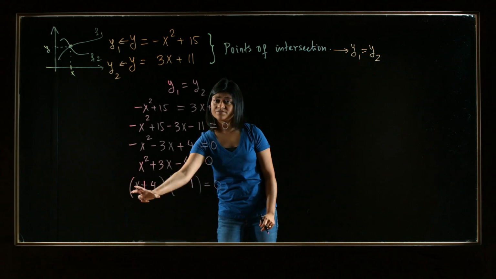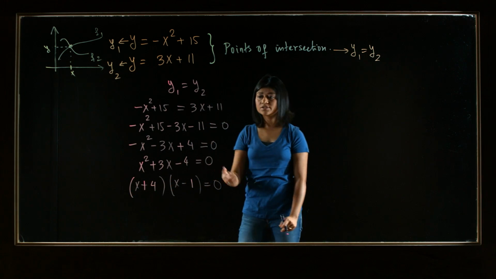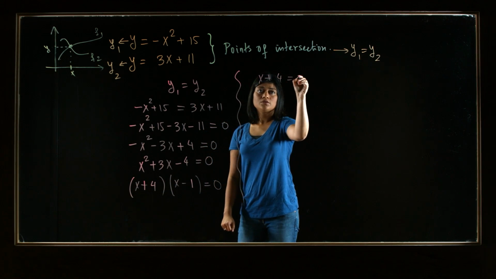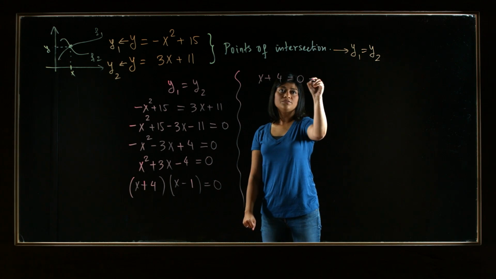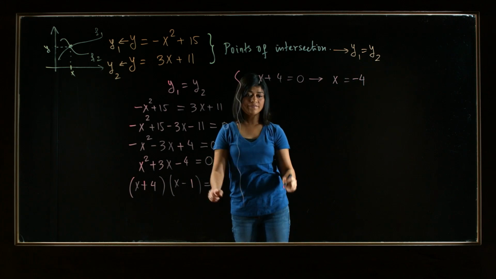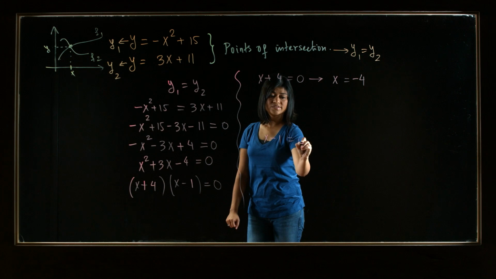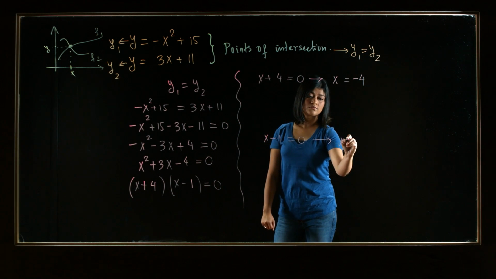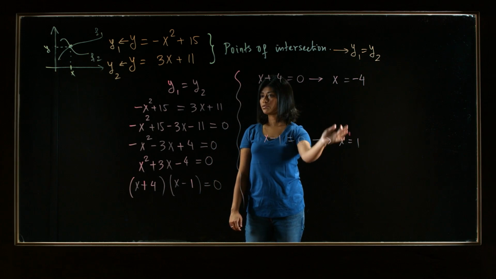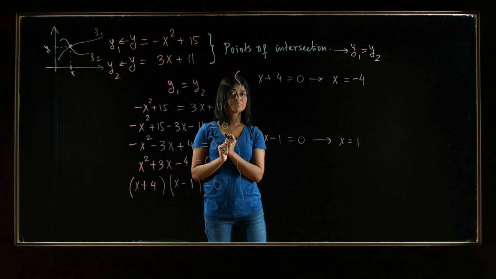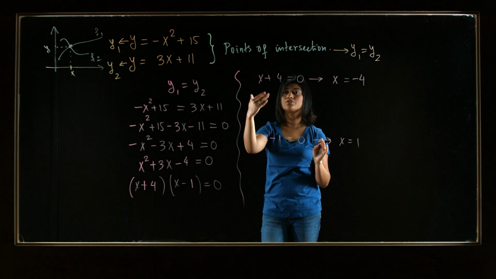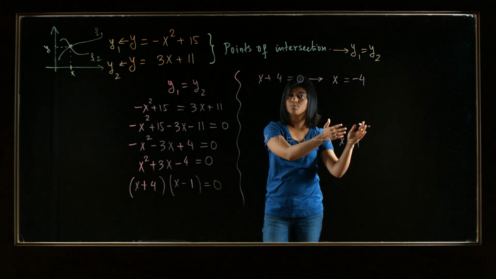Now, each of these factors, they're linear, and each factor will give us an x value. So from the first one, we have x plus 4, set it equal to 0, and that will give us x equals negative 4. And the second factor is x minus 1, set that equal to 0, that will give us x equals 1. So it seems like we have two x values when we set the equations equal to each other. But remember, this is not our answer. We have to find the points of intersection.